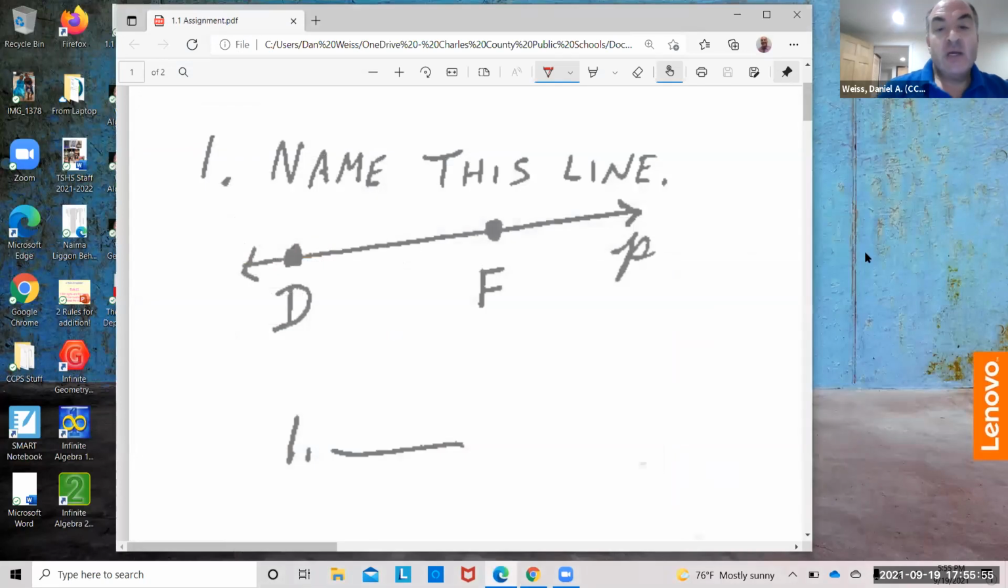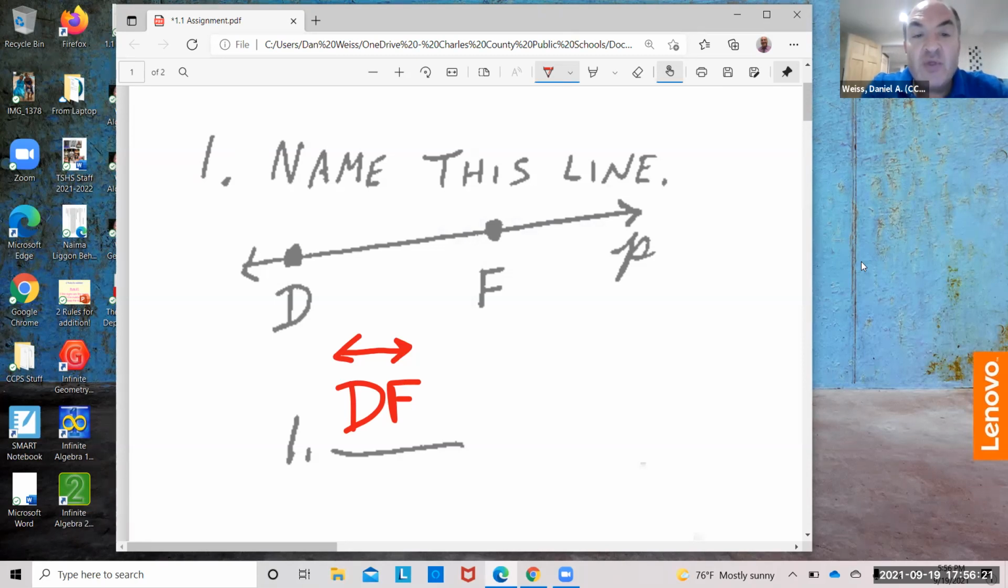All right. So here are some general things that I'm going to want you to know if you're taking my geometry class. Name this line, all right? There are three ways to name this line. First way you could call it is line DF. You have to put this line with both arrows. A line with both arrows means line. It has to have both arrows because a line goes in both directions forever, nonstop. That's the definition of a line.